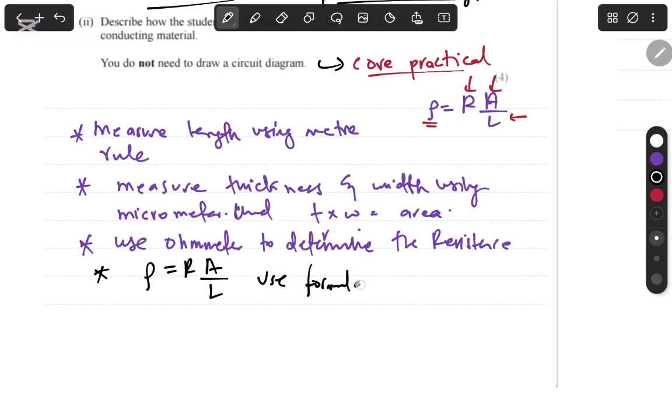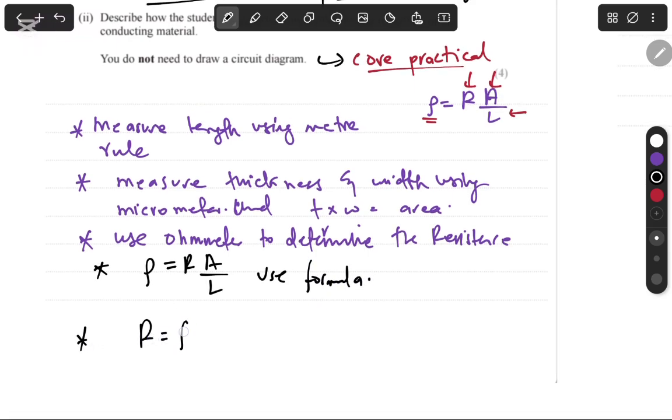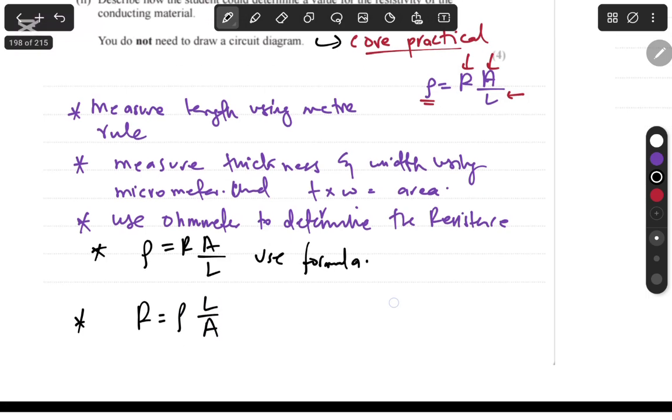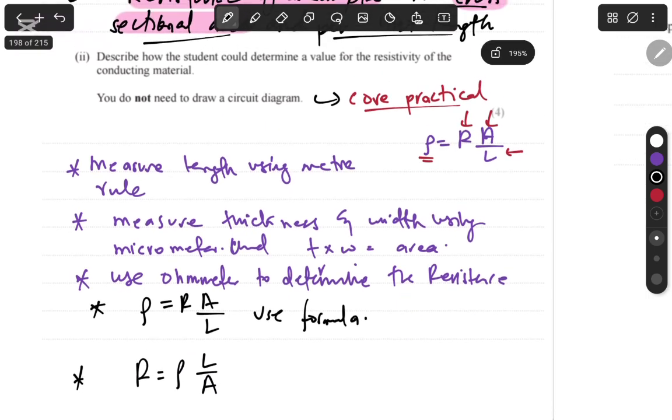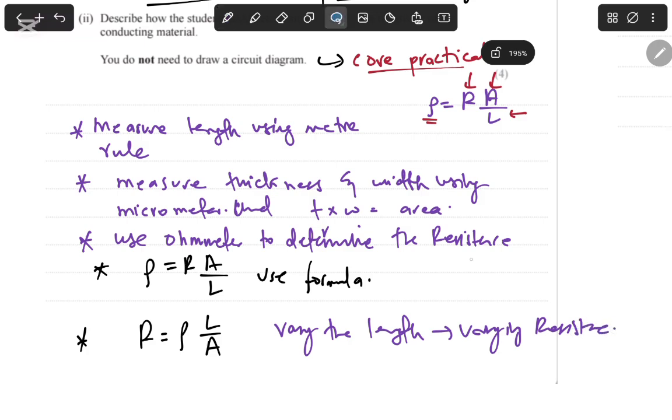Another thing you can do is you can also use a graph. So you can use the graph of R equals rho L over A. Okay, and what you can do is you can vary the length, and because the length will vary, the resistance will also vary, varying resistance.